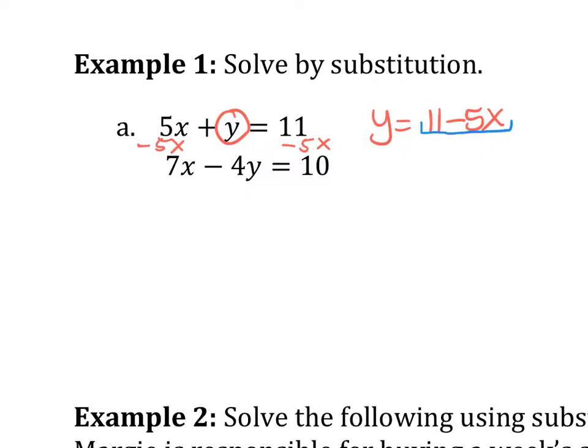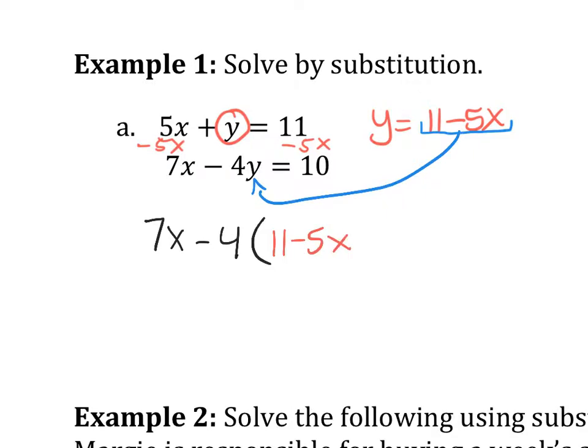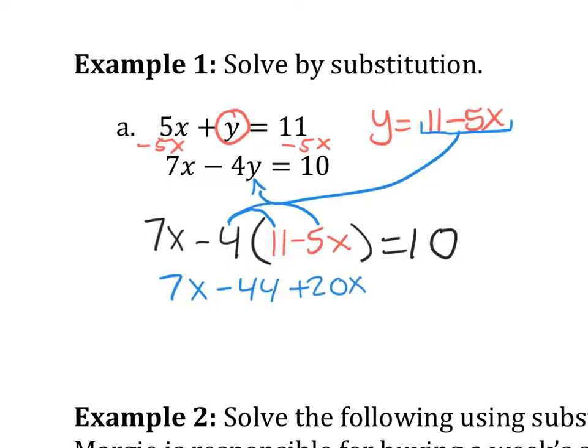And we plug it back into the other equation, so the second equation, for y. We use parentheses, so we'll have 7x minus 4, and then in parentheses what y equals, 11 minus 5x, equals 10. Then we distribute, so negative 4 times 11 is negative 44. Negative 4 times a negative 5x is a positive 20x. So you've got to be careful with signs.